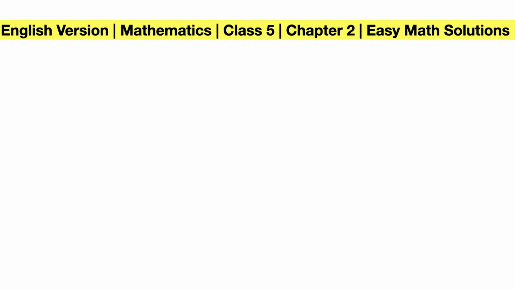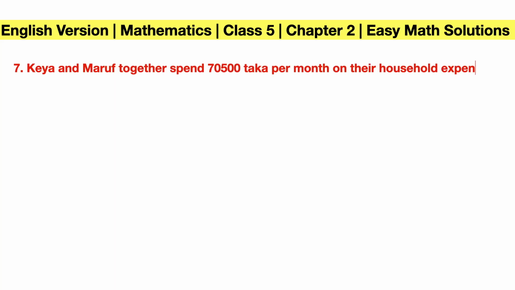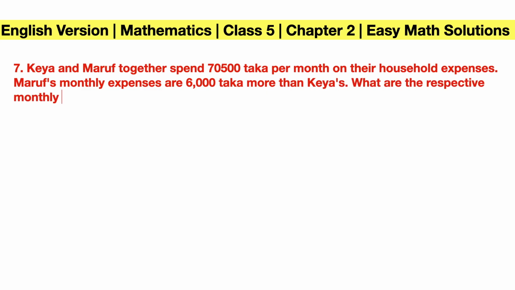Welcome, English version, Mathematics Class 5, Chapter 2, Number 7. Kia and Maruf together spent 70,500 taka per month on their household expense. Maruf's monthly expense is 600 taka more than Kia's. What are the respective monthly family expenditures of Kia and Maruf?